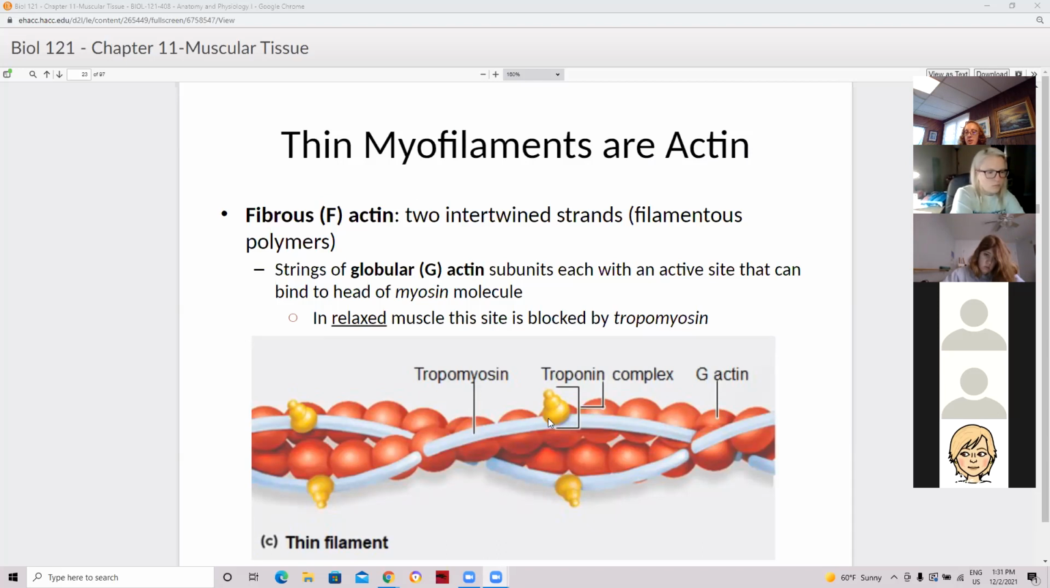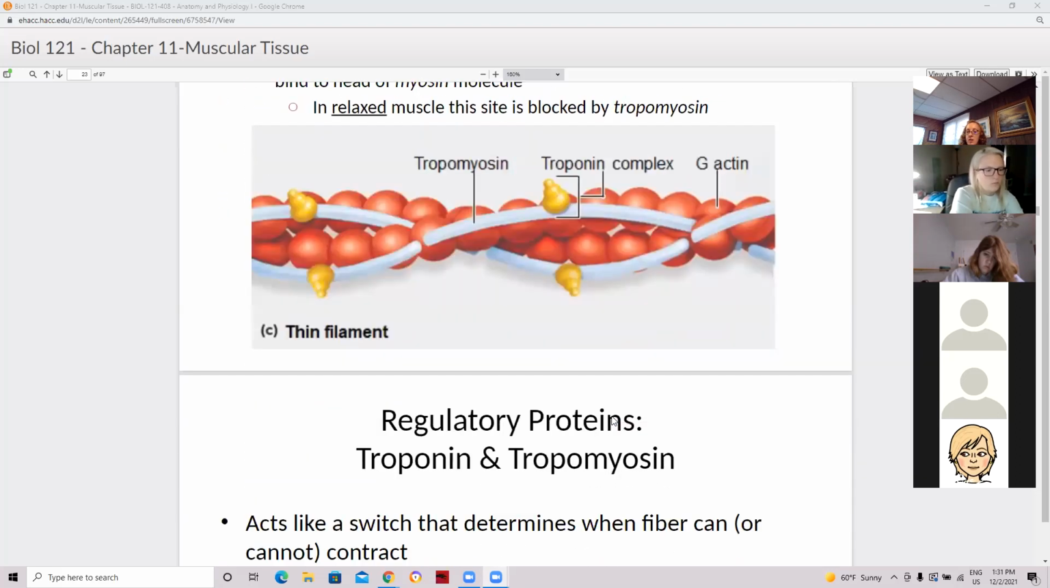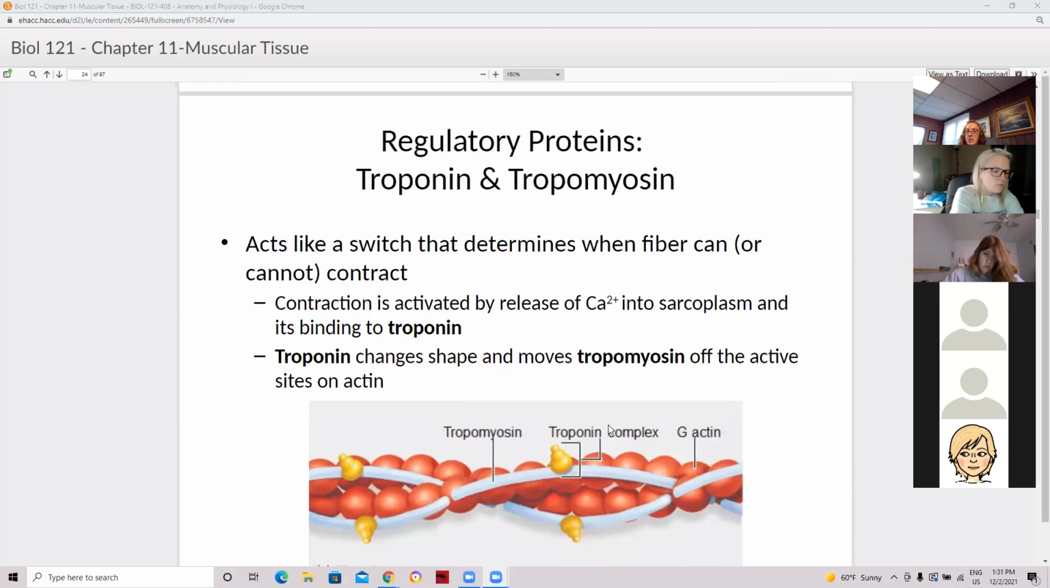Remember that this troponin-tropomyosin, on the previous slide, is a regulatory protein. These regulatory proteins act like switches that determine when a muscle can or cannot contract. Contraction is activated by the release of calcium into the sarcoplasm, and it's binding to troponin. So calcium binds to troponin.